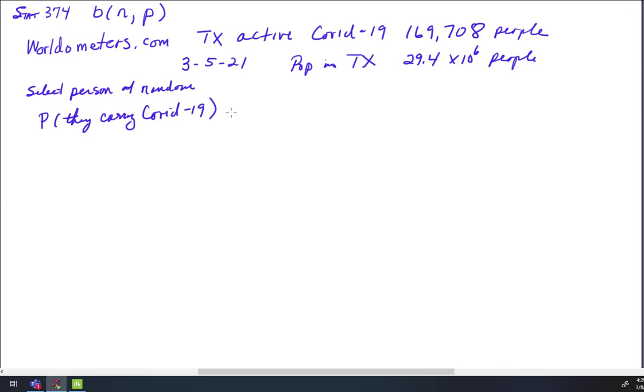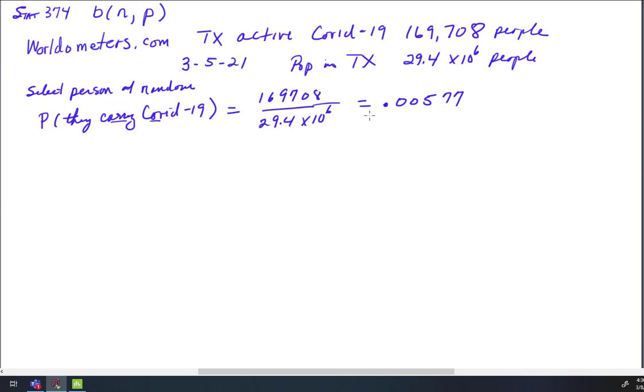COVID-19, I mean, this is an active case, so regardless of how well or sick they are, they would be shedding the virus. So the probability, and that's what I mean by carrying COVID, I mean they can share that virus with you. This probability would be equal to 169,708 divided by 29.4 times 10 to the 6, which would be equal to 0.00577.